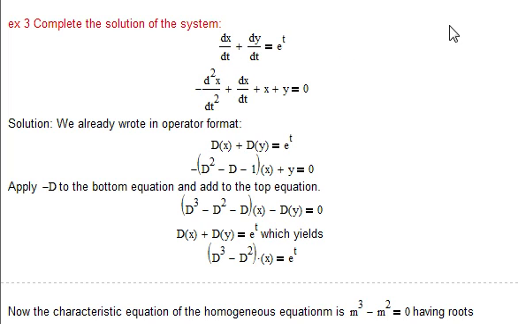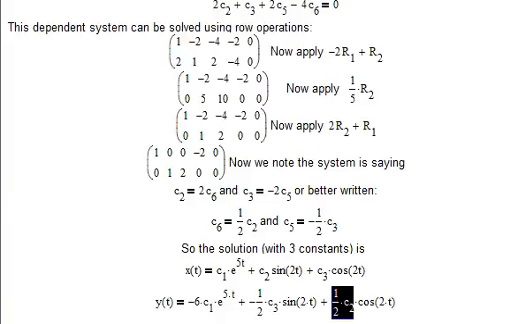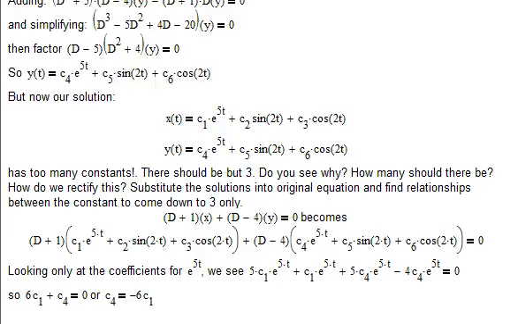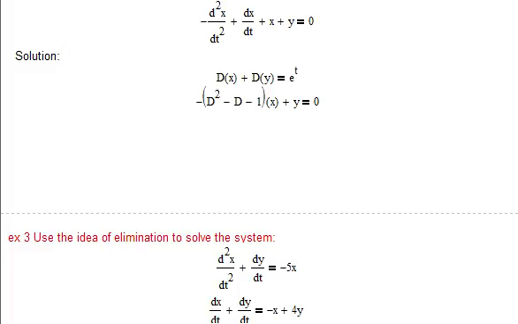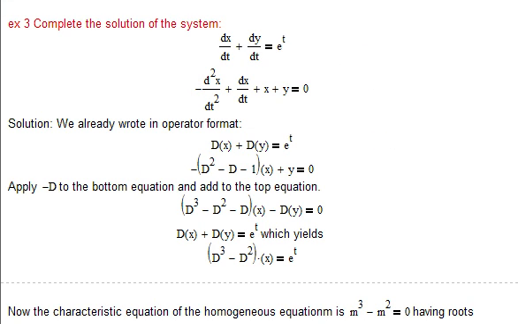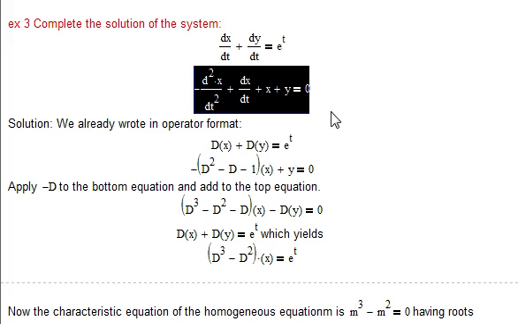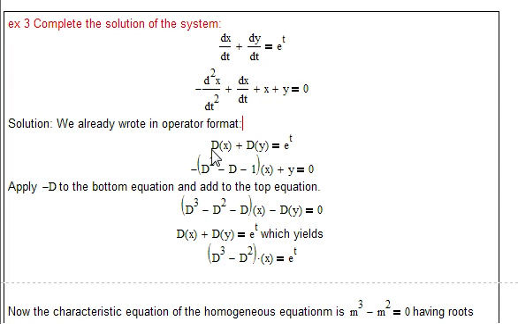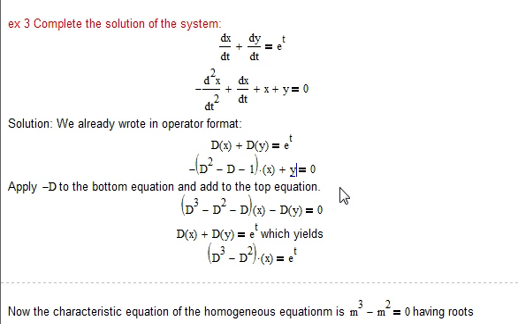So, here's the system. Actually, you might note that this is the system that we earlier, way back when, wrote in operator notation. That's the example we're going to look at now. Here it is in its standard form, and this is what we did way back in an earlier example, in operator notation. So we're going to do our best to use elimination, apply negative D to the bottom, and then add it to the top.